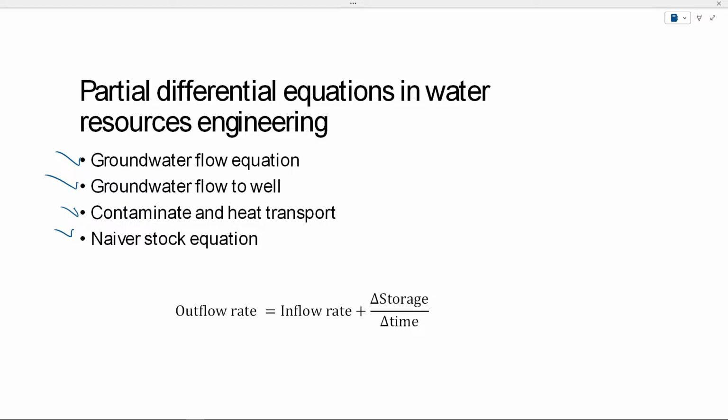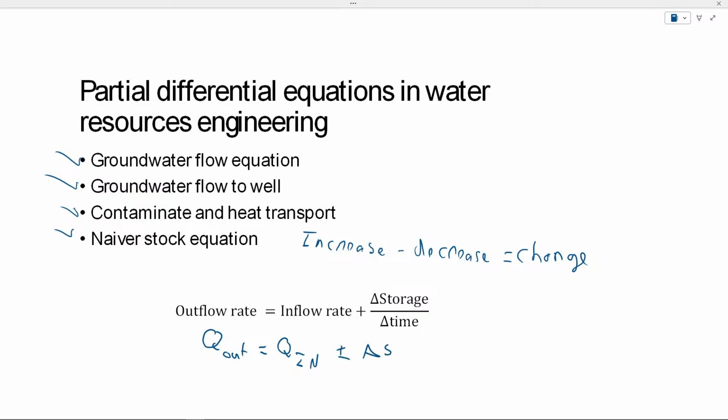And all of these are based on a very simple principle: increase minus decrease is equal to change. Like inflow: Q out is equal to Q in plus or minus the change in storage over time, delta S over delta T. This could be plus or minus.